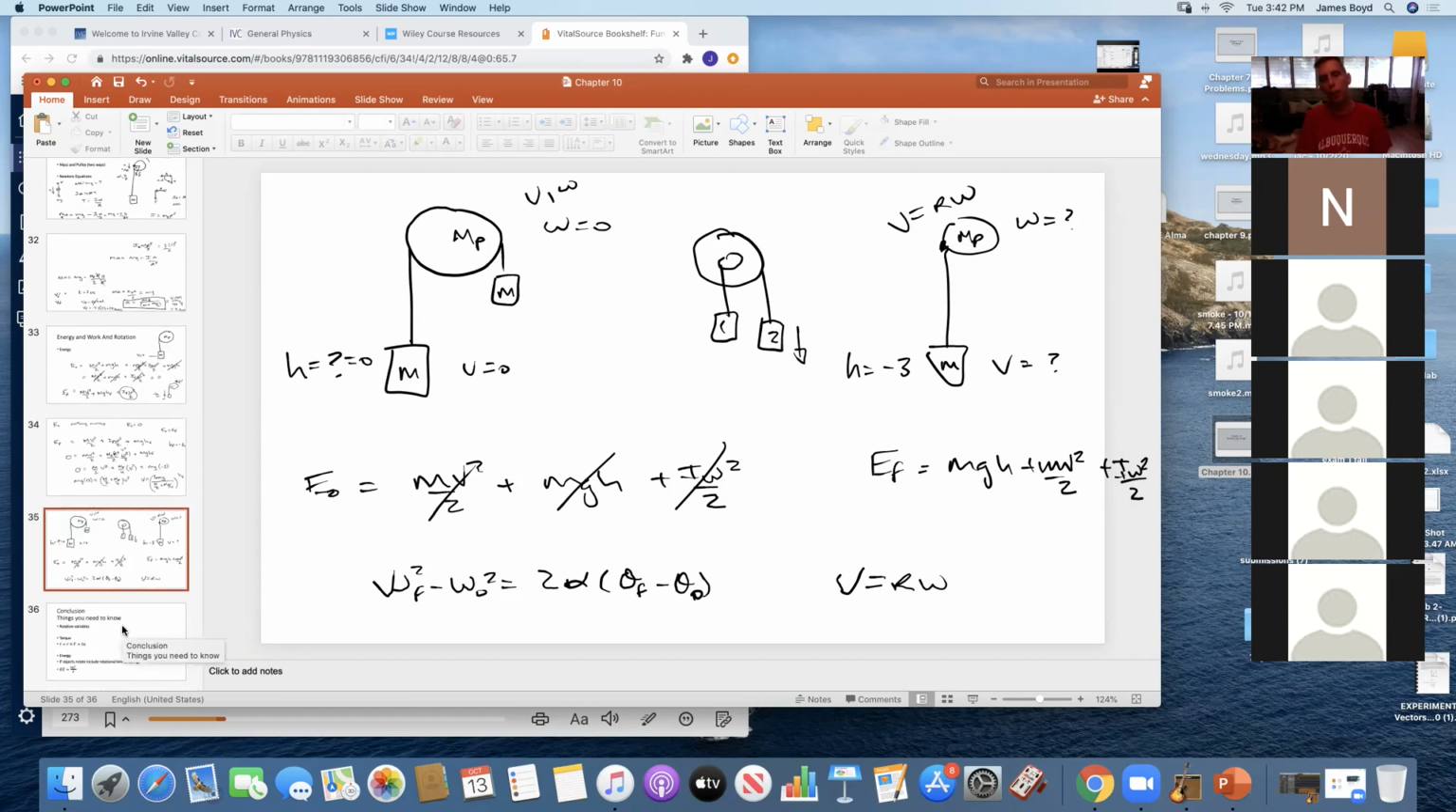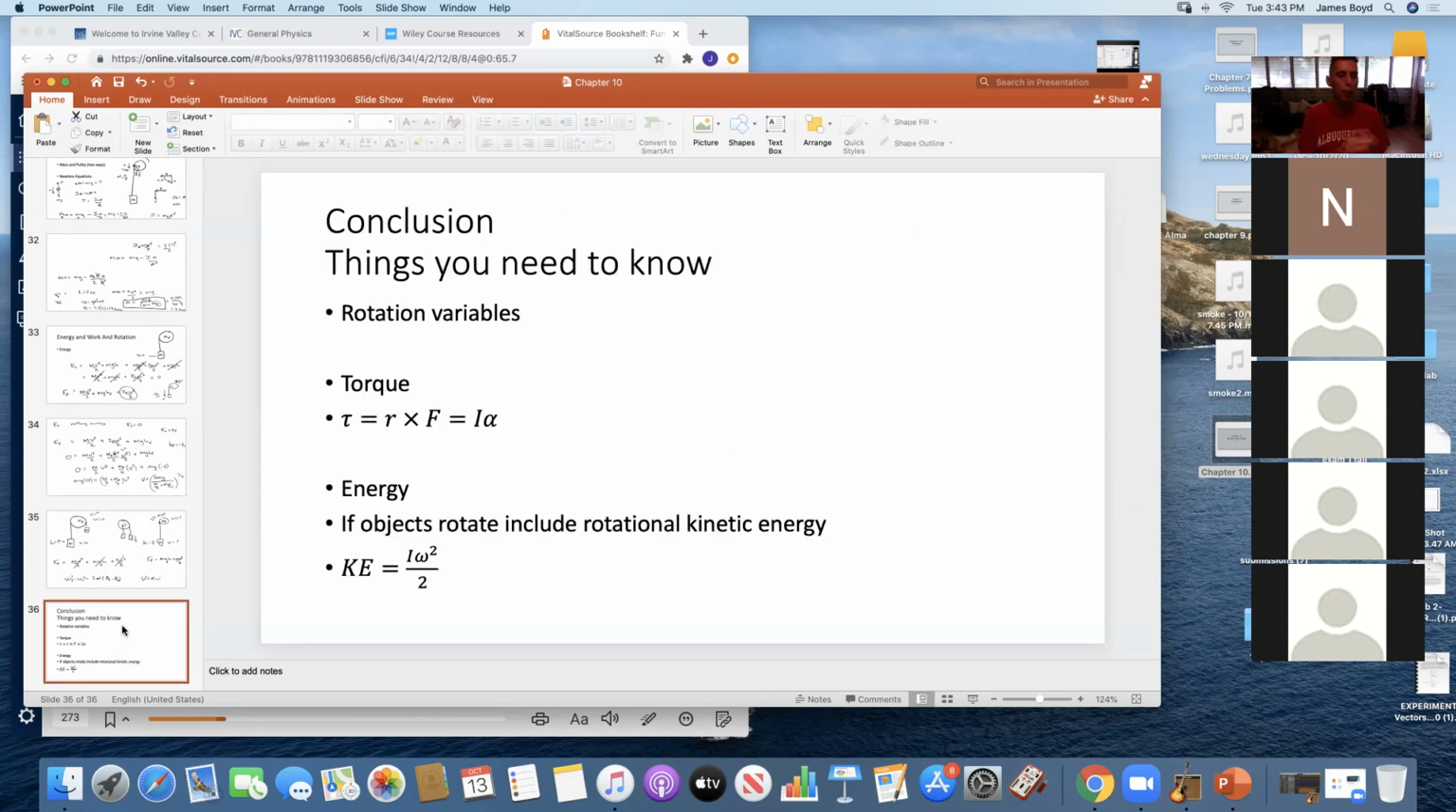There's a lot to take away from this chapter. And we haven't even started trying to do problems with this stuff yet, which is why I wanted to divide it up a little bit. But the main takeaways here are: know your rotational variables, theta, omega, alpha. Know those constant angular acceleration equations. Make sure you understand torque and how torque works as R F sine theta, okay? And that torque causes rotation. And then know the kinetic energy of rotation for an object.